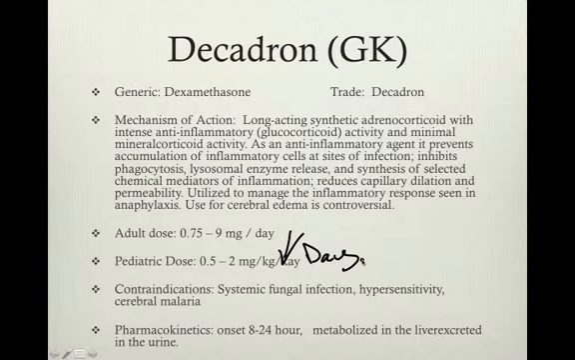Contraindications: systemic fungal infections, at the point that your immune system cannot fight back a fungal infection. That would be concerning. So any kind of systemic fungal infections, hypersensitivity, or cerebral malaria. Pharmacokinetics: onset 8 to 24 hours, metabolized in the liver and excreted in the urine.